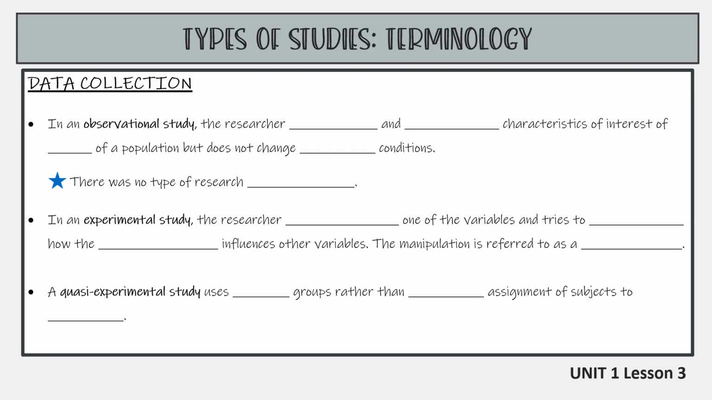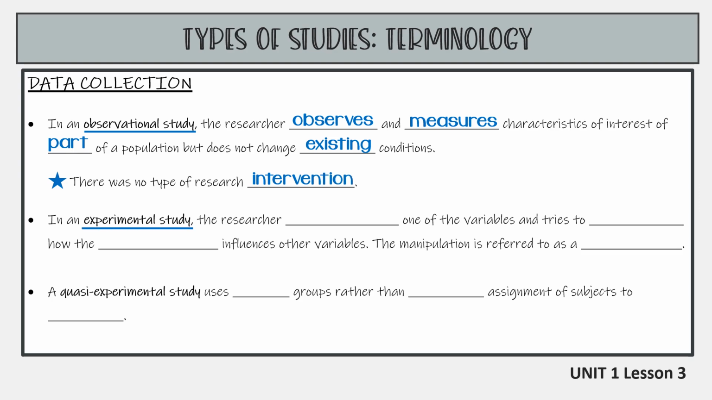Types of studies. Data collection. In an observational study, the researcher observes and measures characteristics of interest of part of a population, but does not change existing conditions. There was no type of research intervention.